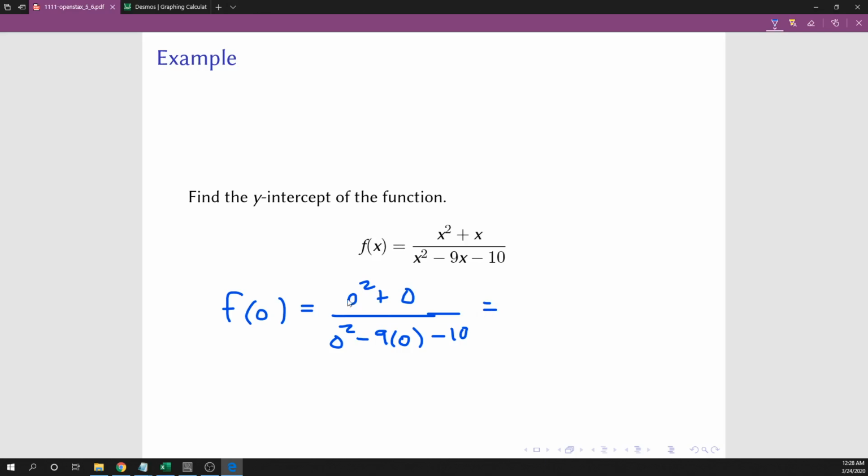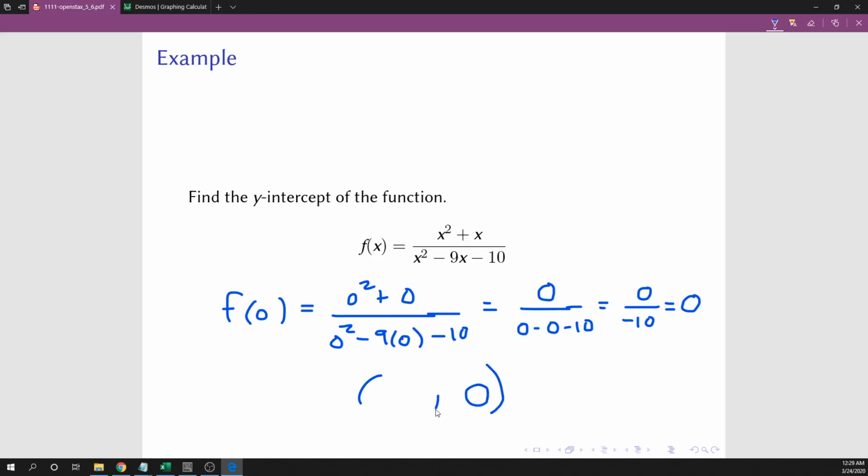All right, on top I get 0 squared, which is 0, plus 0, which is 0. On the bottom I get 0 squared minus 9 times 0 minus 10. That's going to come out to be 0 over -10. And 0 divided by any non-zero number is just 0. So the y-intercept will be 0.